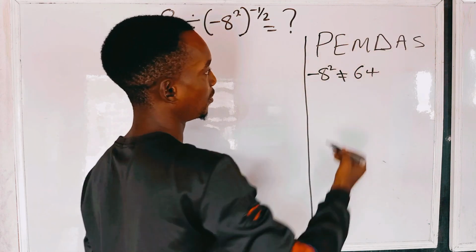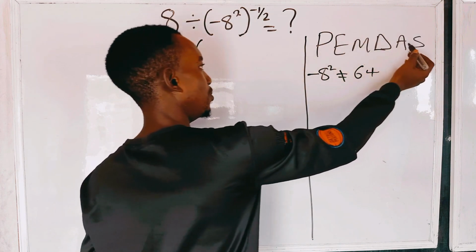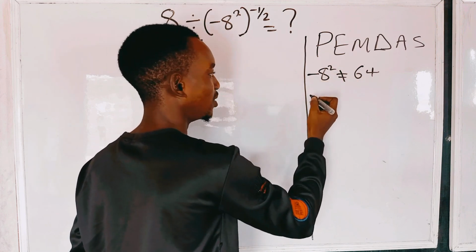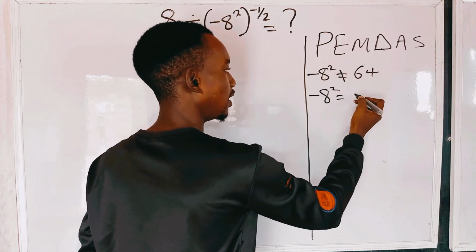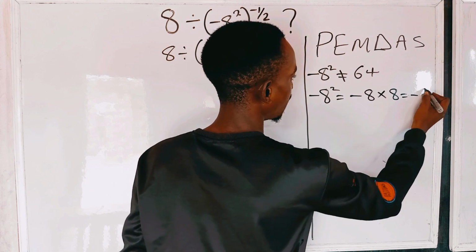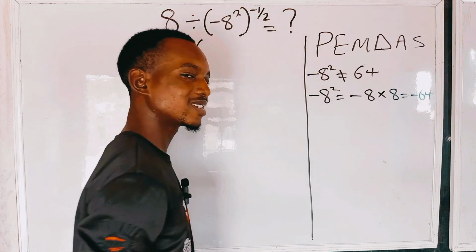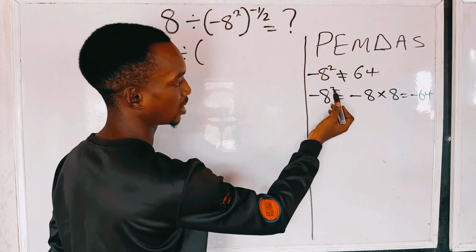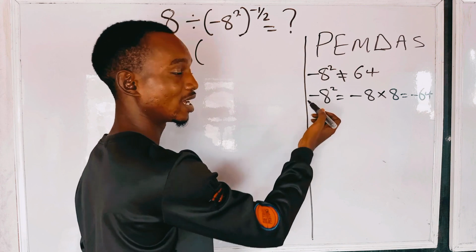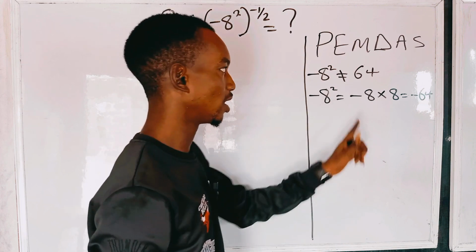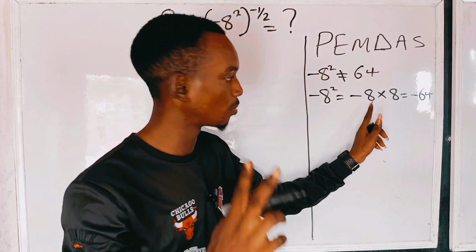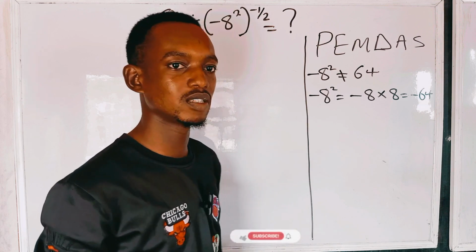So according to PEMDAS, we are going to do the exponent first before the negation. So we're going to do this exponent first. It means the correct answer to this is negative 8 times 8. That's negative 64. Another simpler explanation is that when you look at this, the square is affecting 8 alone. It has nothing to do with the negation. Only 8 is squared. That is, the negative is not squared, but the number is what? Squared, multiplied twice. That's why it gives us negative 64.